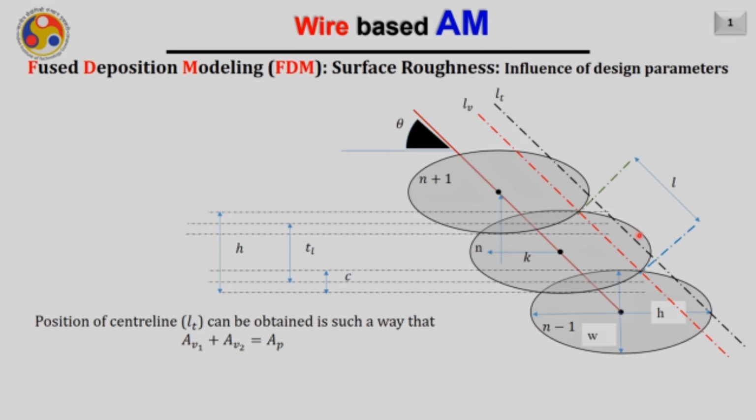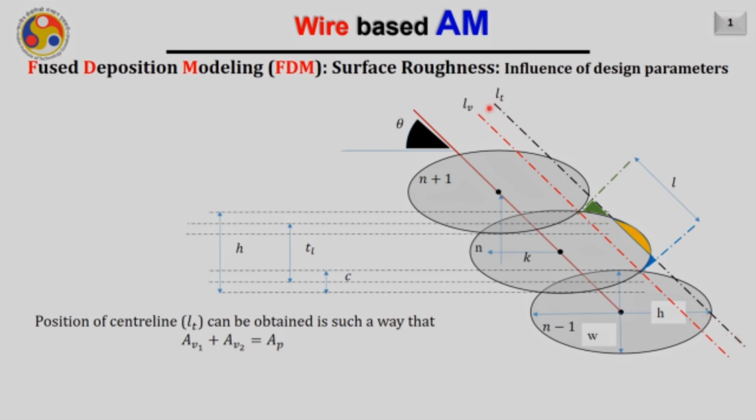Now, if this black color line is the center line, in that case the area of the valley, that is AV1 plus AV2, will be equal to the area of the peak. Therefore, what is shown here again, the green color area plus the blue color area will be equal to the area which is shown here in the yellow color. Wherever this condition is satisfied, that will be your center line.